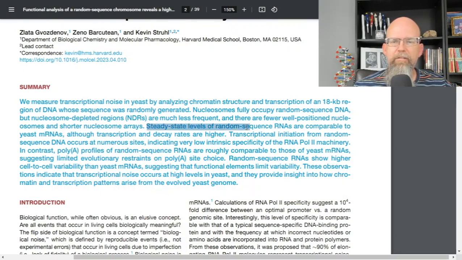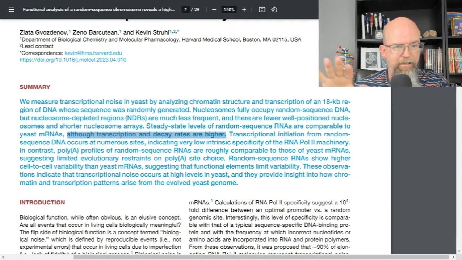Steady state levels of random sequence RNAs are comparable to yeast RNAs. Right, so that's what I was saying, that you have transcription occurring in the random sequences. But transcription and decay rates are higher. So the transcription rates are actually higher, again, because in the regular yeast chromosomes, there are portions of the DNA where there's suppression occurring, right? Intentional suppression of portions of the genome such that they are not copied. After all, it's a waste of energy to copy a sequence that you're not using.